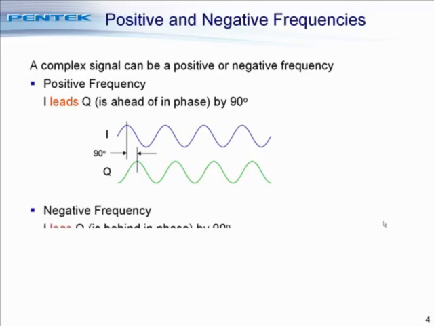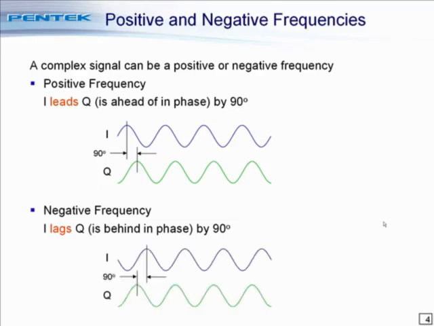For a negative frequency, the I component lags the Q, or is behind in phase by 90 degrees. So for these two waveforms, you can see the blue I component is behind the green Q component by 90 degrees, and so this is a negative frequency.